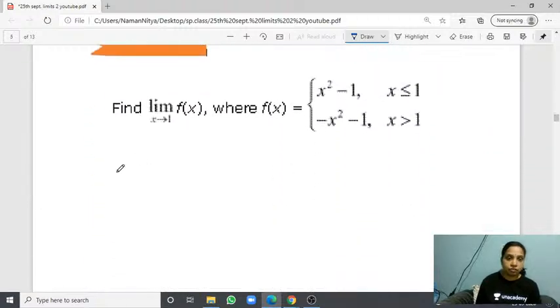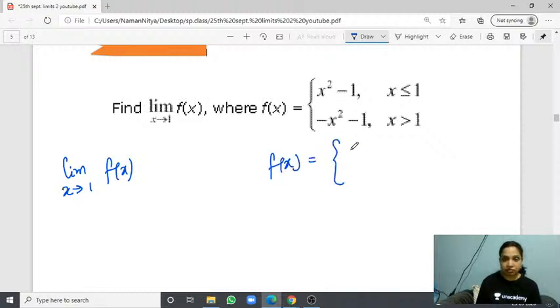Yes. So here they are asking to find limit x tends to 1 of f of x. And what is f of x? f of x is given as x square minus 1 if x is less than or equal to 1, and minus x square minus 1 if x is greater than 1. Can you just tell me what will be the value for this limit of f of x?